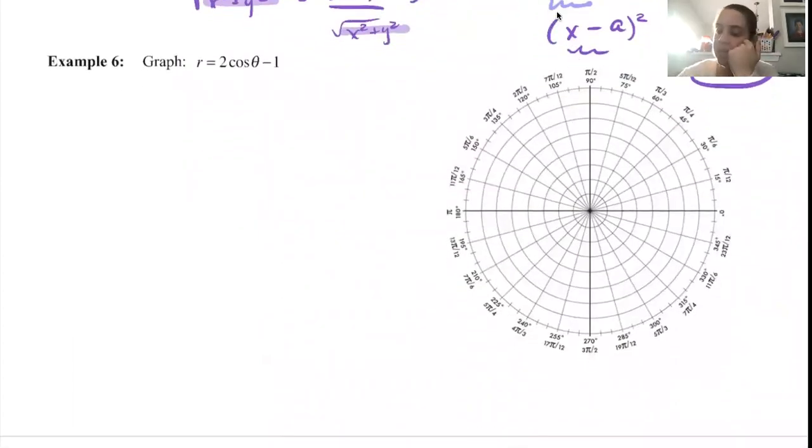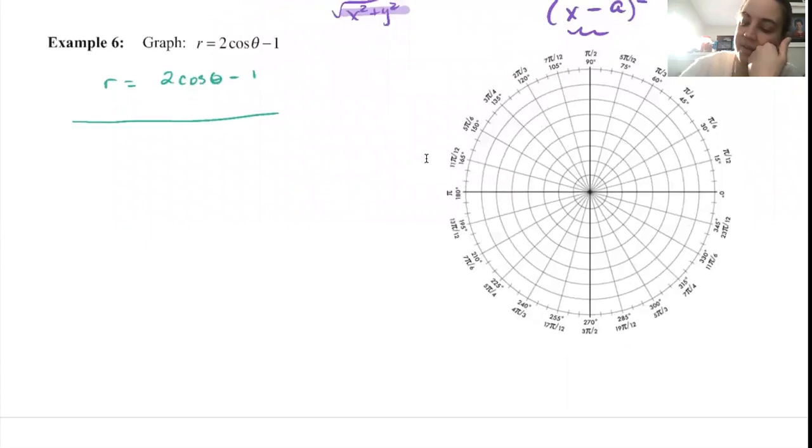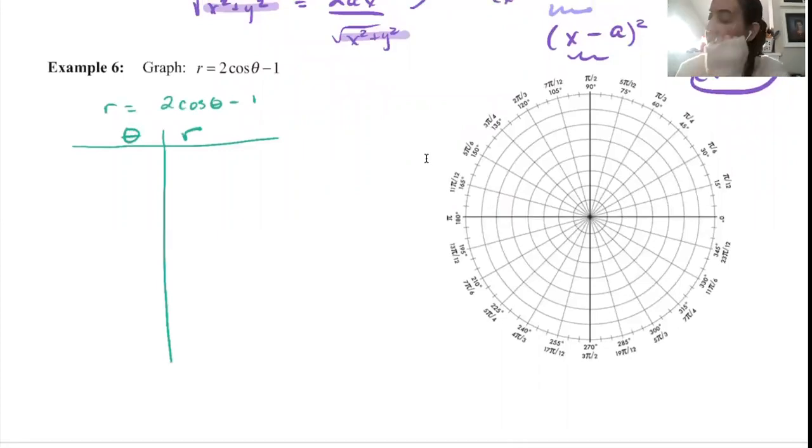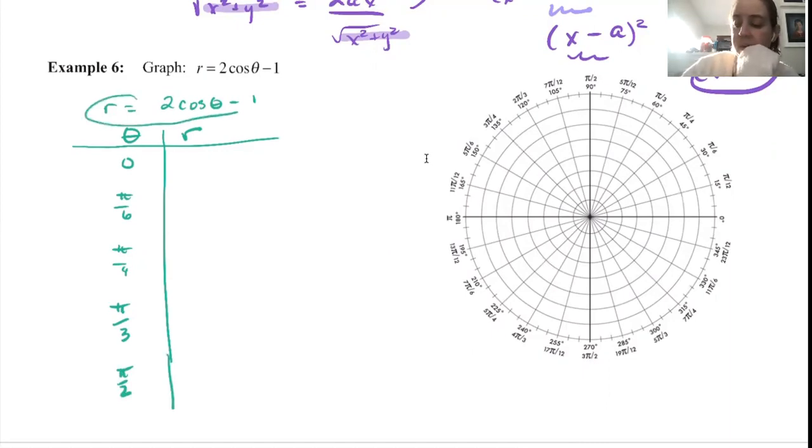So in example 6, using the way we graph those first points, if r is equal to 2 cosine theta minus 1, we need to come up with a table. We're going to graph this thing with a table. It's a little clumsy at first, but that's okay. So instead of an xy table, you have a theta r table. Now, my polar coordinate grid goes with pi over 12, but we're not going to go that far down. We're going to do pi over 6. So we're going to use 0, pi over 6, pi over 4, pi over 3, pi over 2. I'm going to choose the values that are on the unit circle because that's what I'm most comfortable with right now. And then I'm going to put them into the radius equation up here and get a radius.